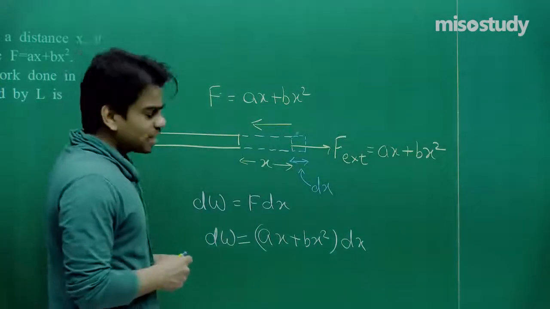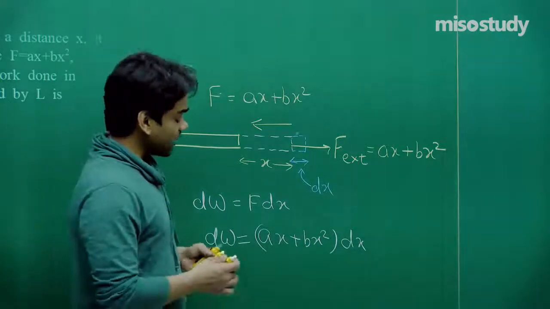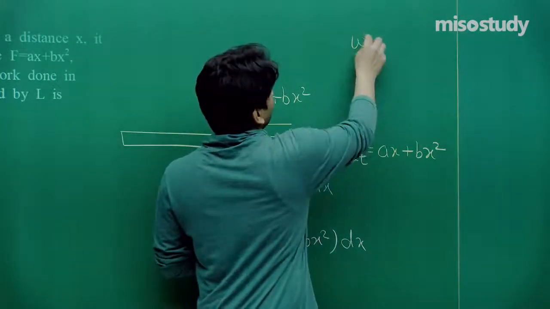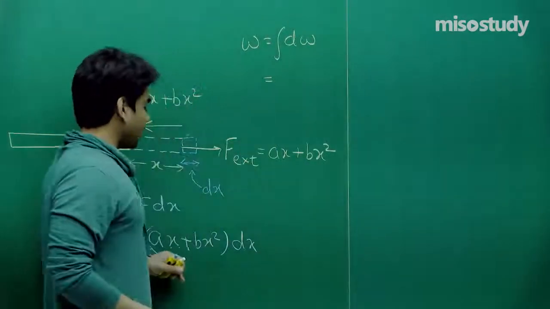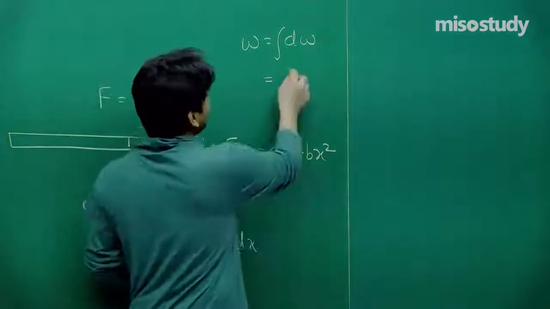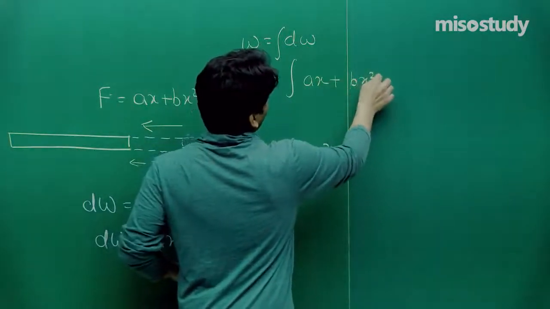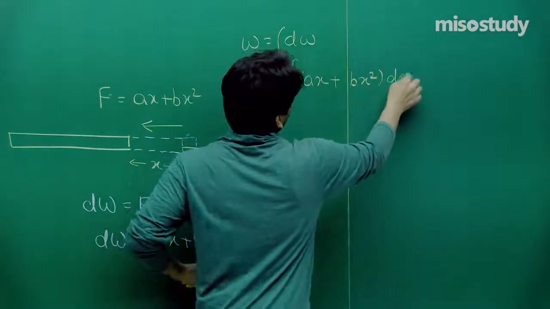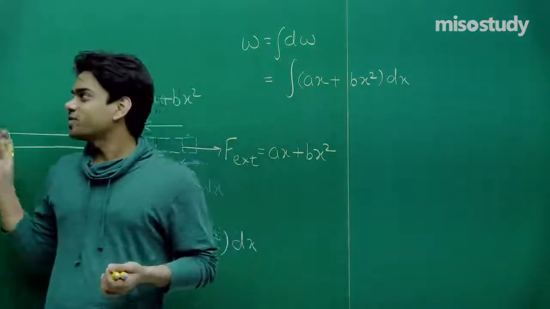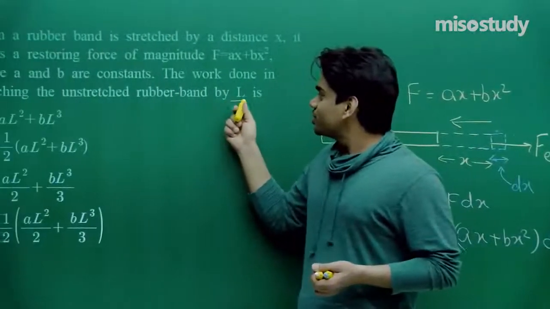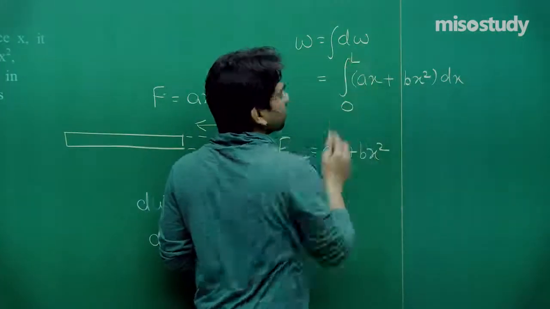Now what about the total work done? For total work done, we need to integrate both sides. So the total work done will be the integration of dW, which is the integration of ax plus bx square dx. We need to integrate it from its natural length, that is x equal to 0, to the stretched length capital L. So this will be 0 to capital L.